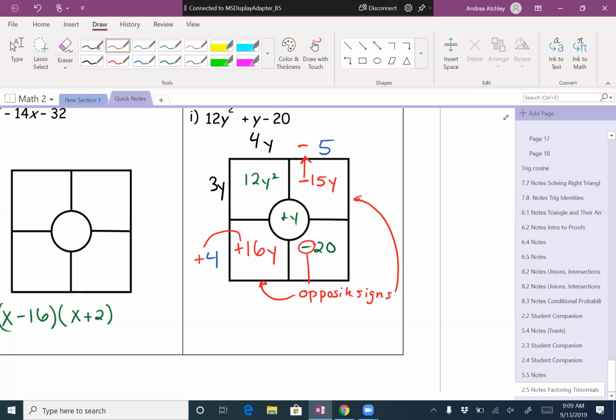Okay, so then I get my factors. Again, they're right here. 3y plus 4. And right here, the 4y minus 5. Okay, how are we doing? Doing good? Okay, next one.